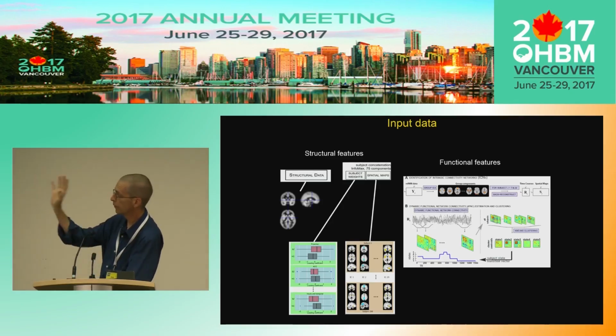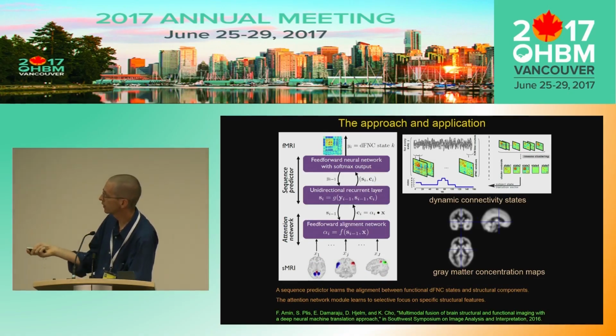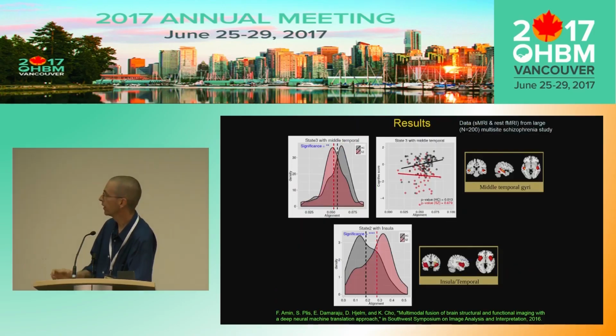So we have time on the right, we have static space on the left, and we can combine those in a model essentially here, which has both a sequence predictor and an attention network. And just one quick result from that is that it's learning alignment of structure to function, association in any sense, nonlinear or linear. And we find, for example, that state 2, which I'm not showing on this slide, sorry about that, is significantly aligned with this bilateral insula gray matter region.